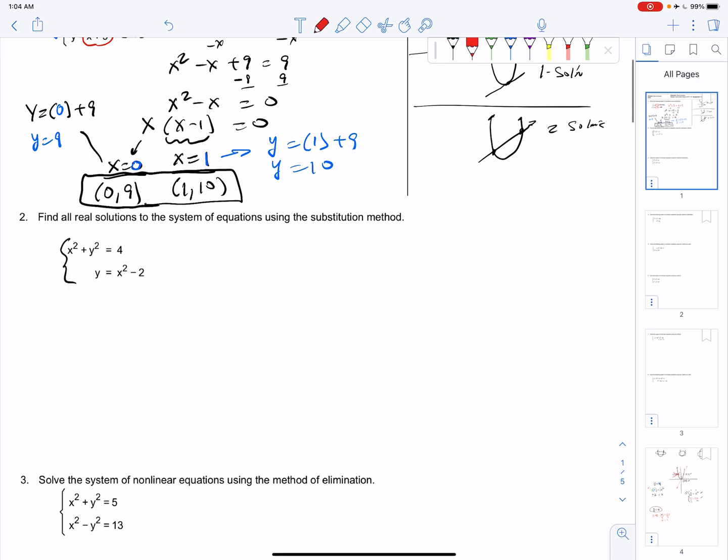And we see that y equals x squared minus 2. So we're going to plug y equals x squared minus 2 in for y. Now be really careful here because we've got x squared plus, now y has to be squared. And what is y? Well, y is x squared minus 2. Then we copy the rest of that equation. It says equals 4.